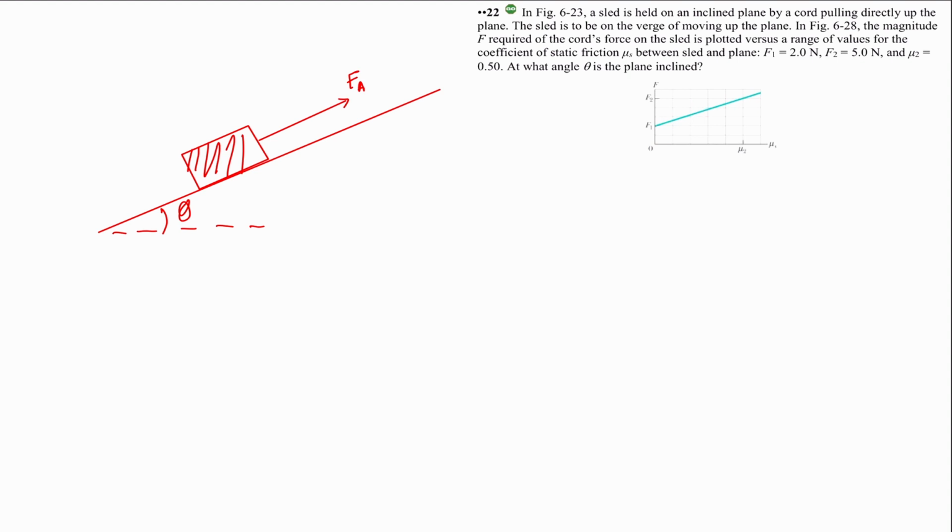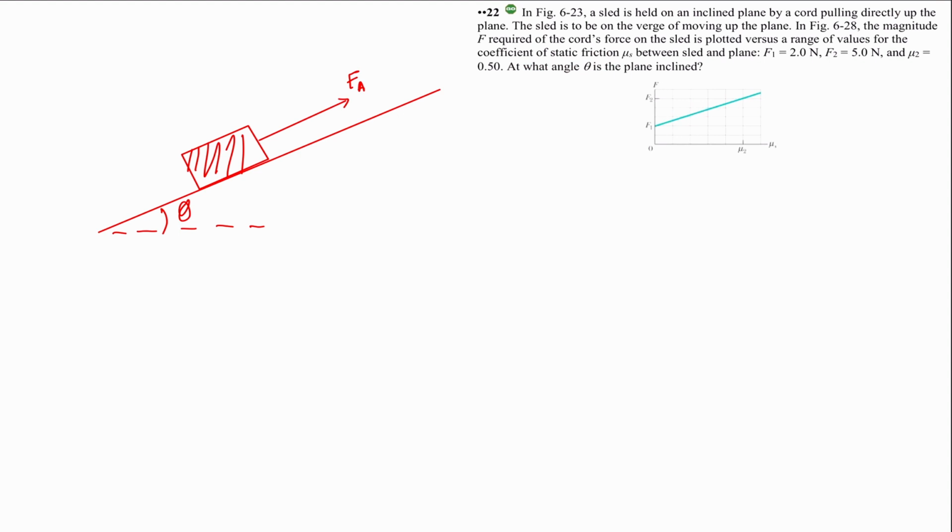So the magnitude F required of the cord's force on the sled is plotted versus the range of values for the coefficient of static friction. If you paid attention to this question, notice they've already instructed you of what kind of friction there's going to be. If you typed kinetic friction, this would instruct you otherwise, that the kind of friction we're going to be involved with is going to be the static type. Okay.